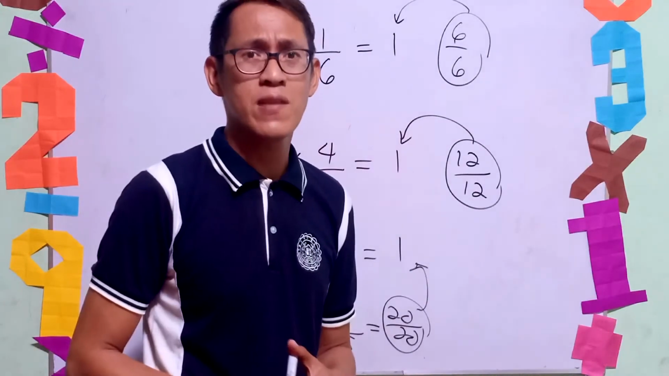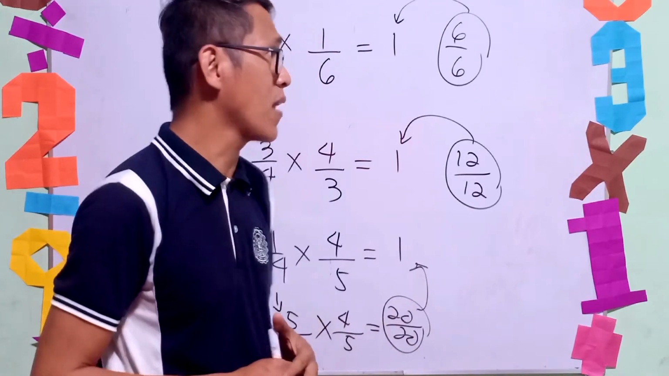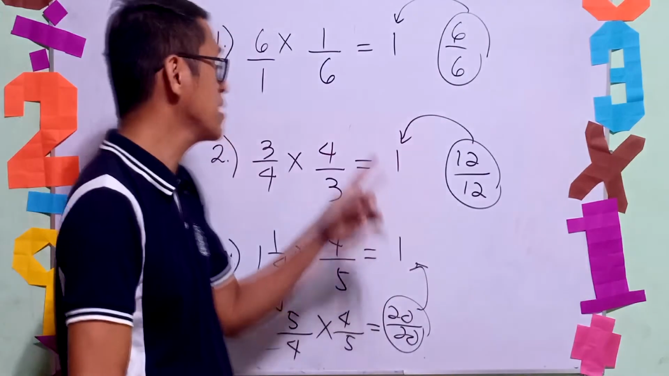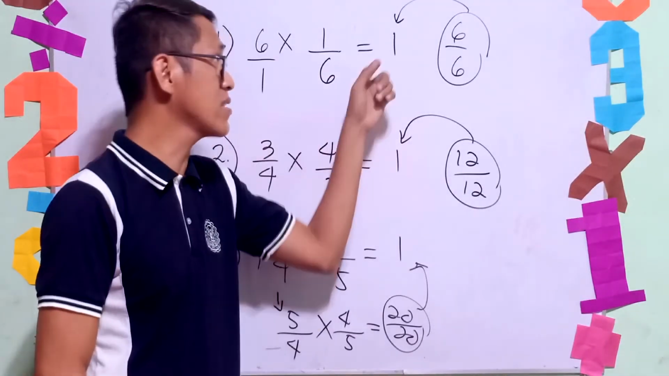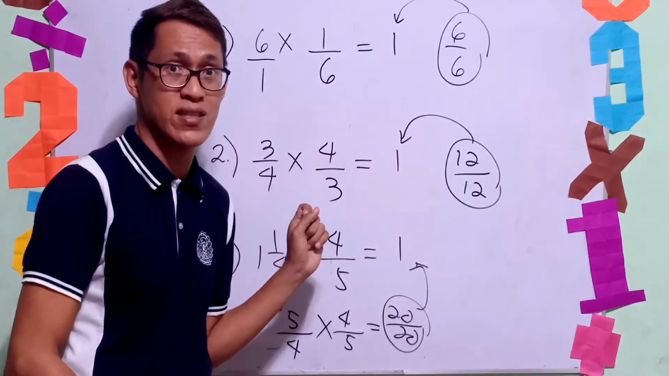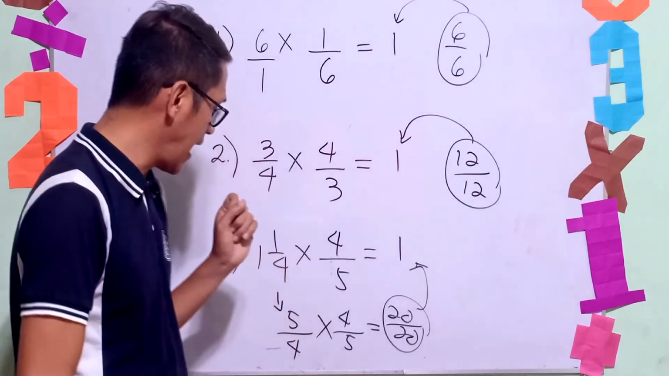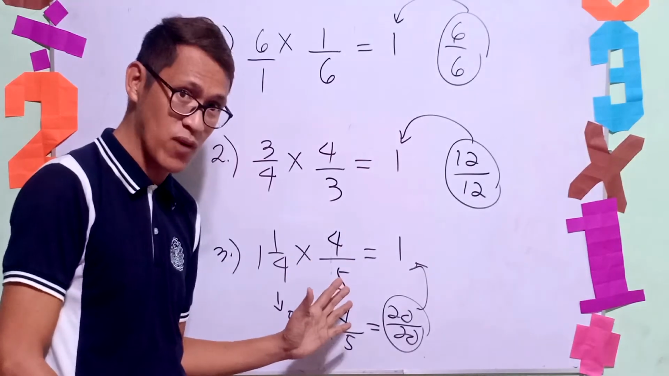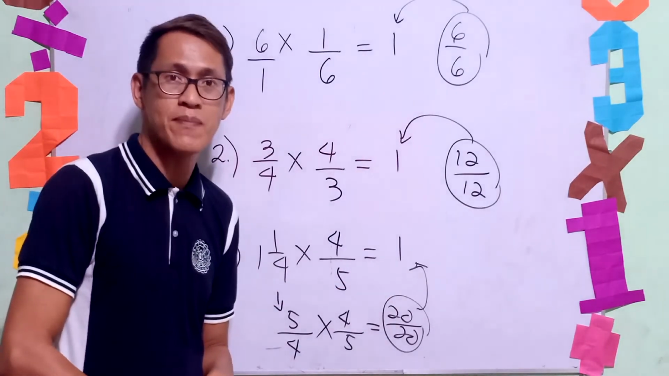When we talk of reciprocals, these are simply two numbers. When you multiply them, they will always give you a product of 1. So 6 and 1/6 here are reciprocals because they will give you a product of 1. So with 3/4 and 4/3, they are reciprocals because they will give you a product of 1. And 1 and 1/4 and 4/5 rather are reciprocals because they will give you a product of 1.